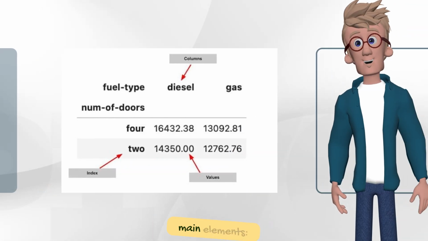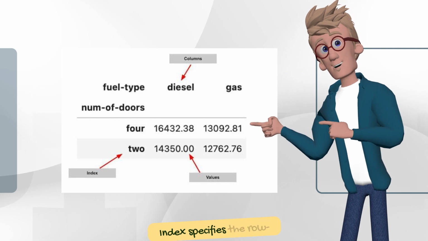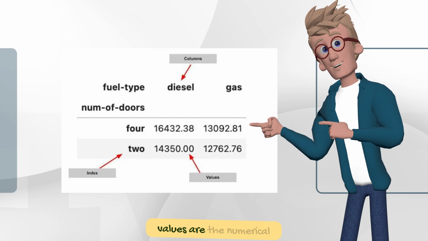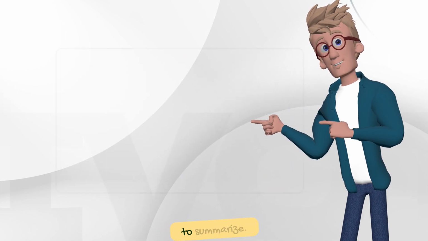Pivot table has three main elements. Index specifies the row-level grouping. Column specifies the column-level grouping. Values are the numerical values you are looking to summarize.